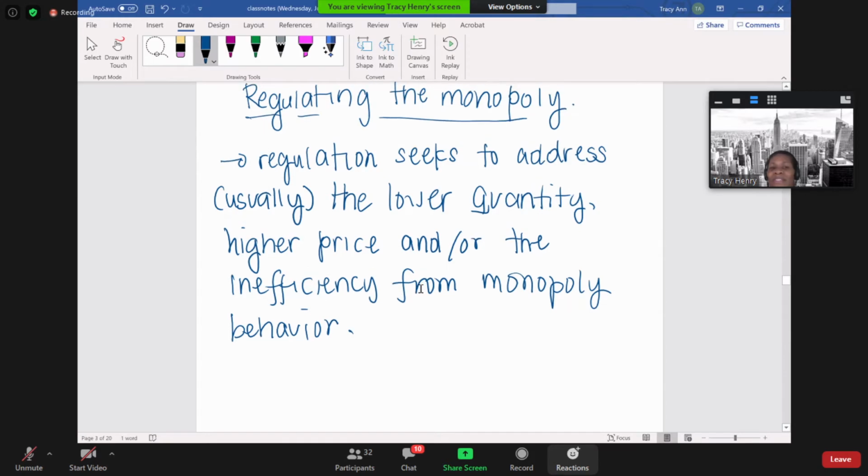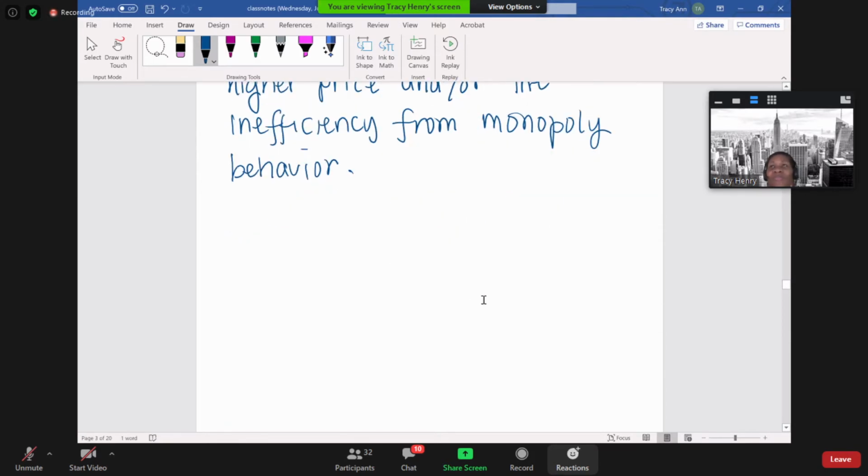So there are ways that they could regulate, and one regulation that they could choose is what we call the optimal price regulation. So one method is the optimal price regulation.